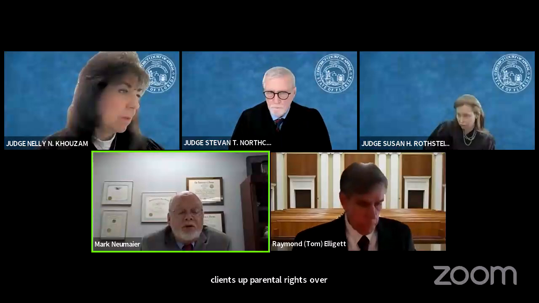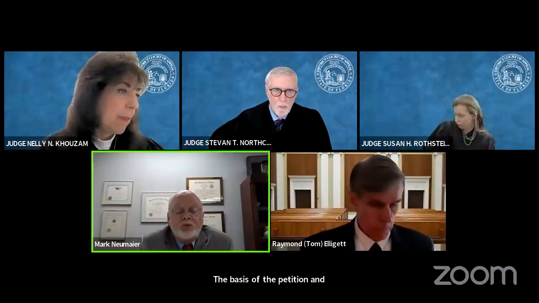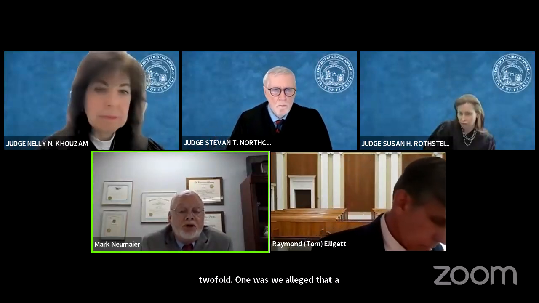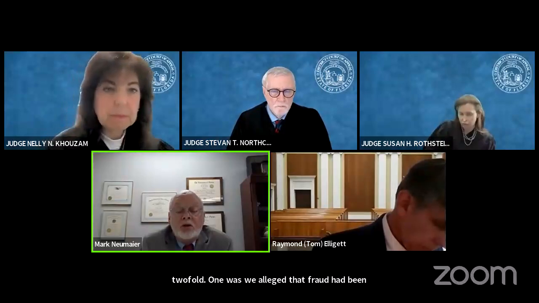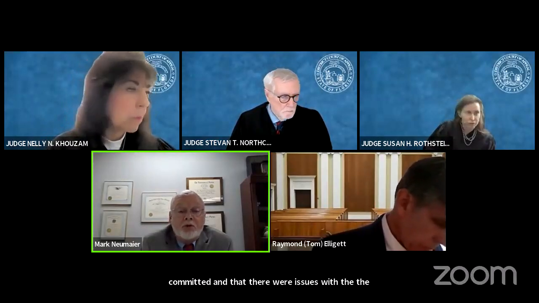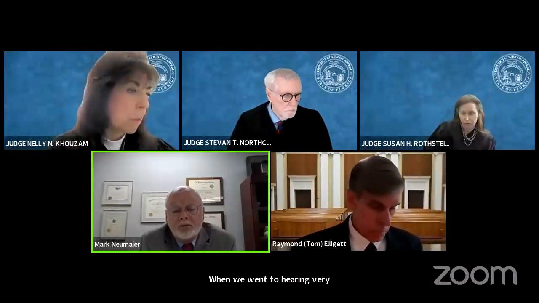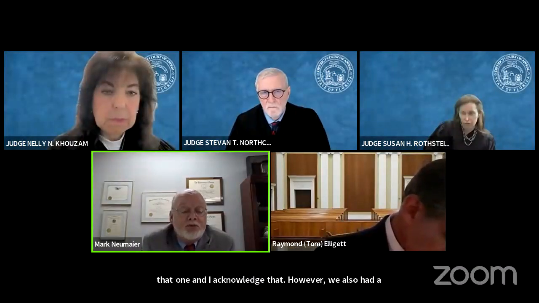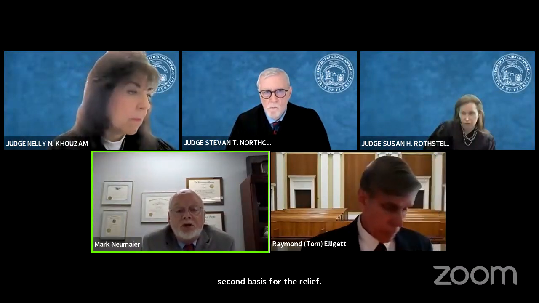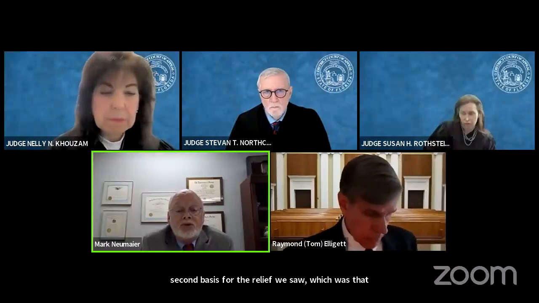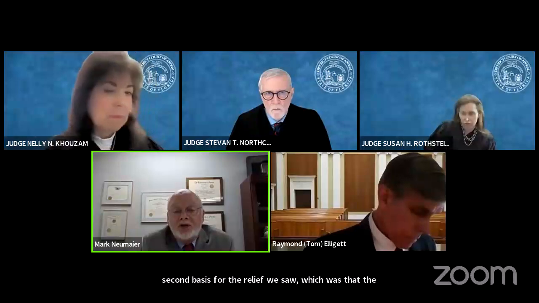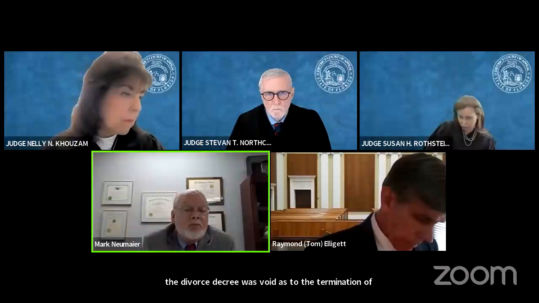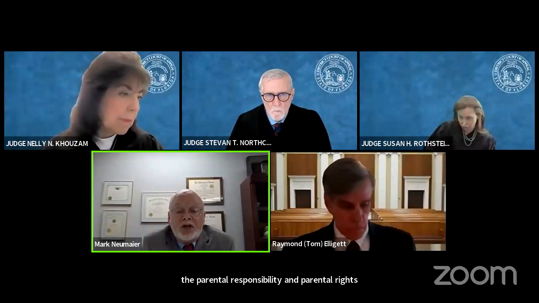The basis of the petition and amended petition was twofold. One was we alleged that a fraud had been committed and that there were issues with the consent. When we went to hearing, very clearly we were wrong on that one, and I acknowledge that. However, we also had a second basis for the relief we sought, which was that the divorce decree was void as to the termination of the parental responsibility and parental rights because there was no pleading that raised that as an issue.